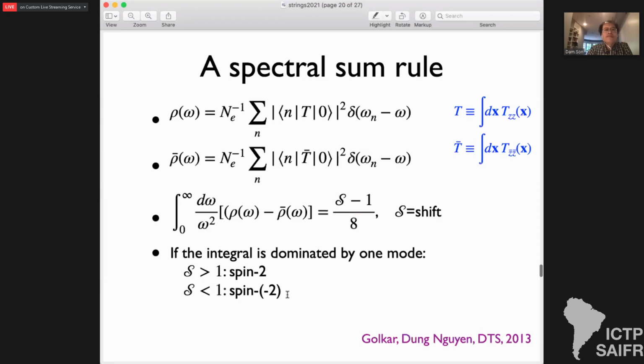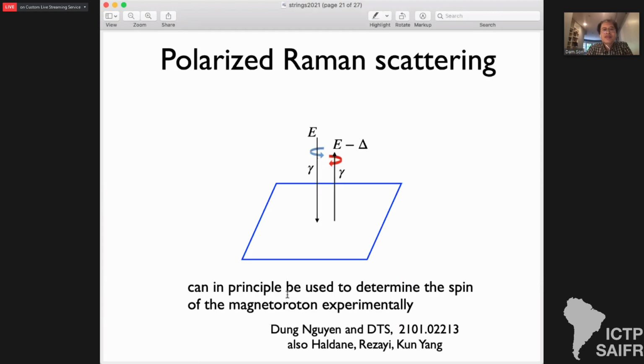One can use polarized Raman scattering in principle to determine the spin of the magnetoroton. One just needs to shine photons with one circular polarization on the system and observe the scattered photons. If a photon is observed with a different polarization, then it means that part of the spin of the electron has been transferred to the excitation in the quantum Hall state. And in this way, one can determine the spin of the magnetoroton.